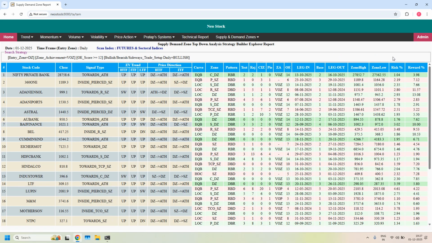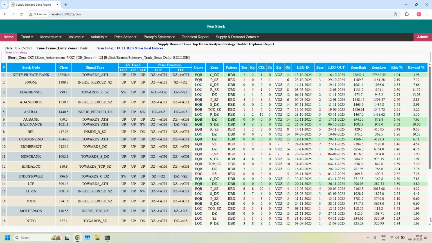Let's filter. Any pierced daily demand zones, ignore them. Otherwise, you can plan trades in these daily demand zones. First 18 stocks supporting bullish trade setup for monthly income trade. But don't plan directly. We should identify high probability zones that we will discuss later. First 18 stocks on the list.